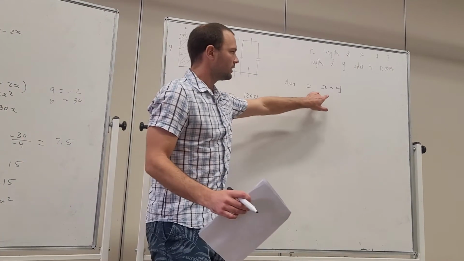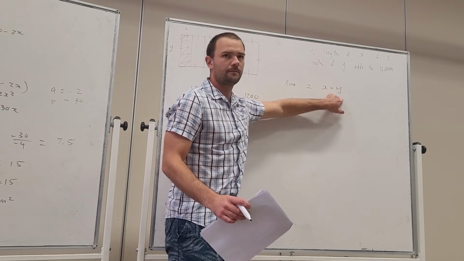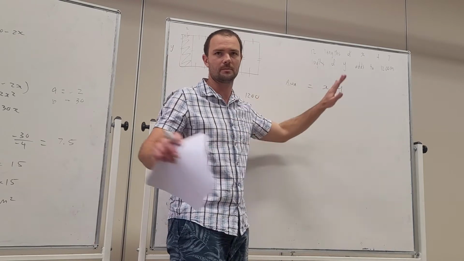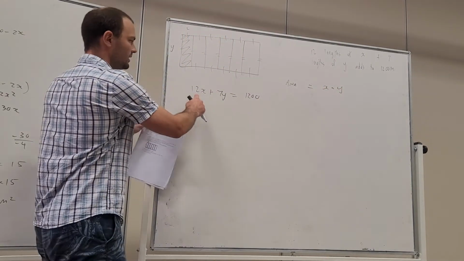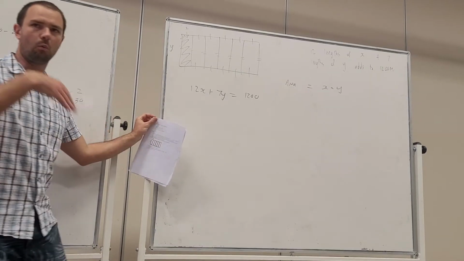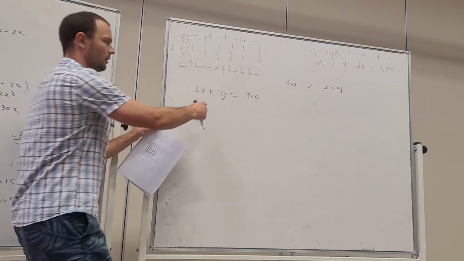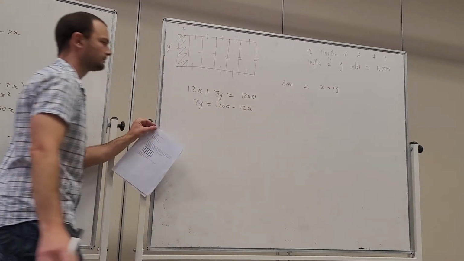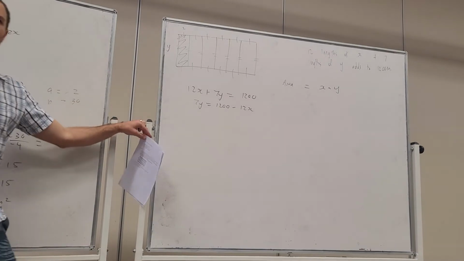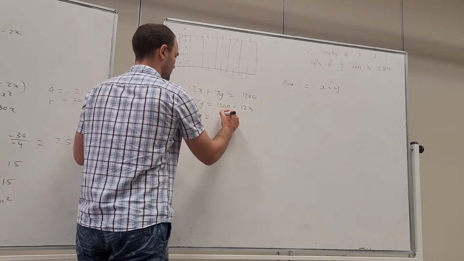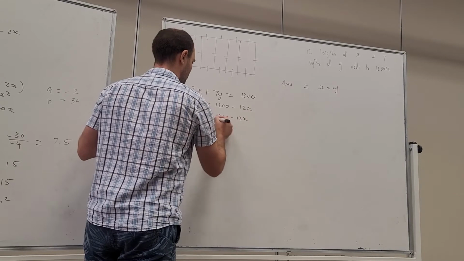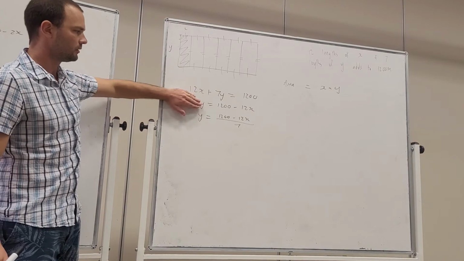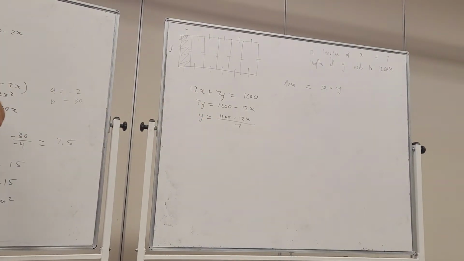So over here, what we want to do is come up with an equation for y in terms of x. All right, we want to express the area just in terms of x. So what I'm going to do here is rearrange this to get y by itself. All right, so we can start. 7y is 1200, take 12x. And then divide both sides by 7. Okay, so all we did there, we subtracted 12x from both sides. We divide both sides by 7, we've got an expression for y.